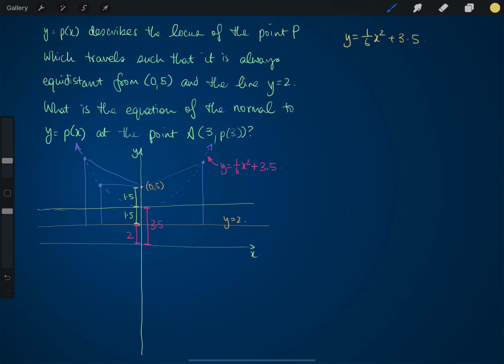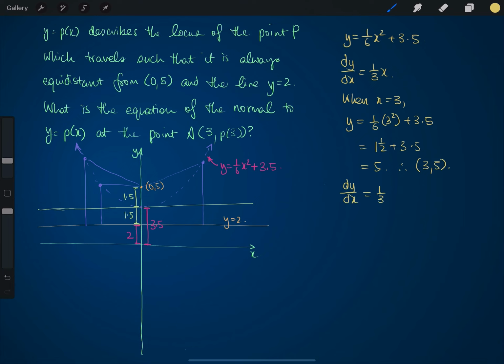Now what we want is to find the equation of the normal when x equals 3. So we'll begin by finding the gradient of the tangent, and we can do that by differentiating the equation we just made. dy/dx equals 1/3 x. So we'll sub in x equals 3 into what we've got, and we see that y equals 1.5 plus 3.5 equals 5. So the point of contact is (3, 5), and the gradient of the tangent, when x equals 3, is 1.